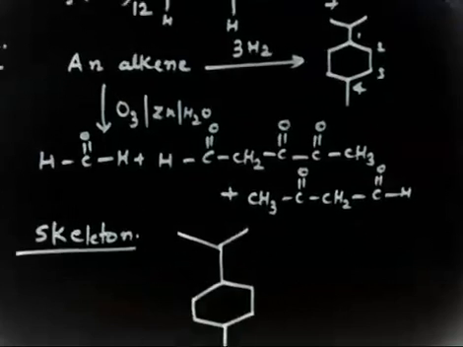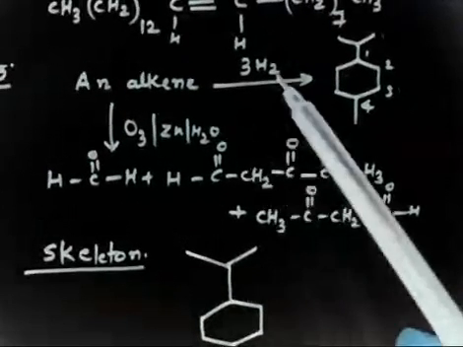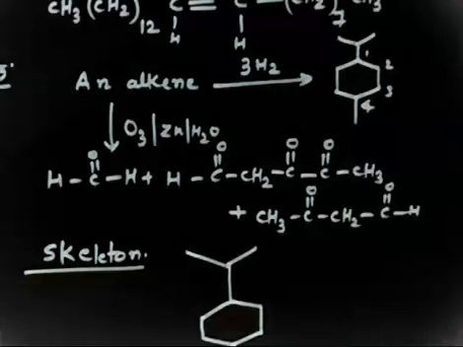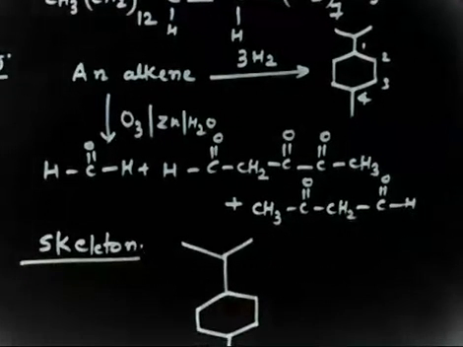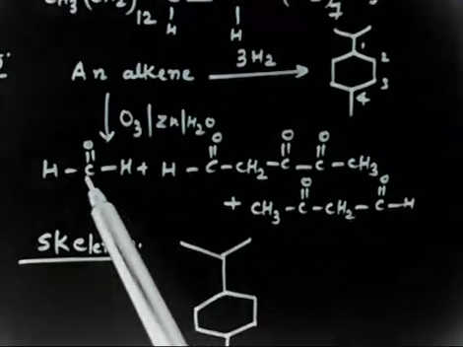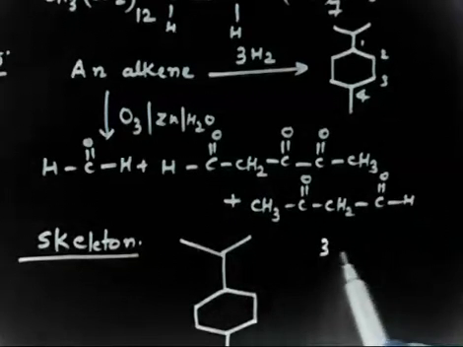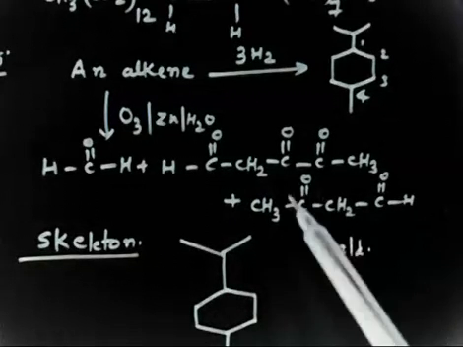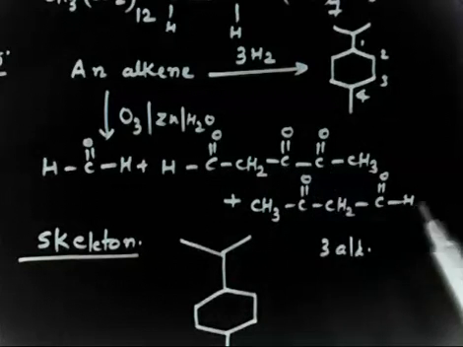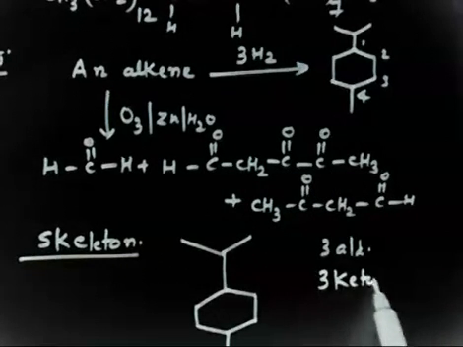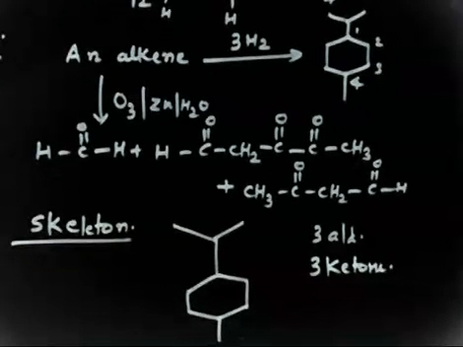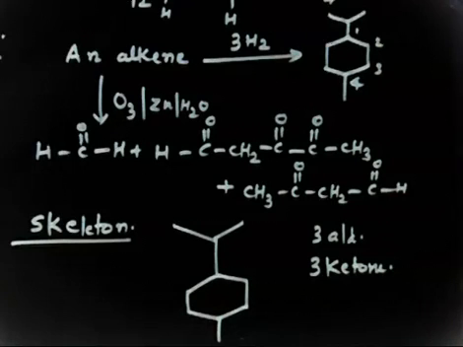How many double bonds will we have? This takes 3 moles of hydrogen, so this suggests 3 double bonds. This can also be verified from here. See how many carbonyl compounds I am getting: aldehyde 1, aldehyde 2, aldehyde 3. So you have 3 aldehyde groups and 3 ketone groups. So 3 aldehydes and 3 ketones, so 6 carbonyl groups. This means you must have 3 double bonds. You getting or not?